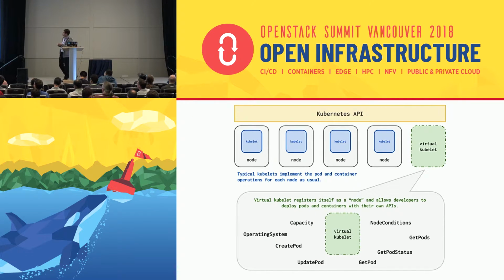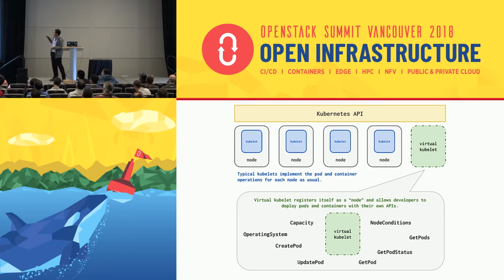So here is a diagram for the virtual kubelet. The font is a little small, sorry. So we see there is a typical Kubernetes cluster with several nodes. The first 4 nodes are typical Kubelet nodes. Maybe they are running in virtual machines or on bare metal. Anyway, users could deploy pods and containers on them with the Kubernetes API.